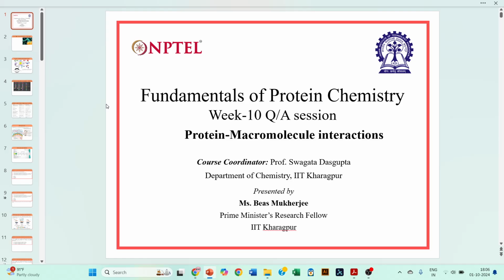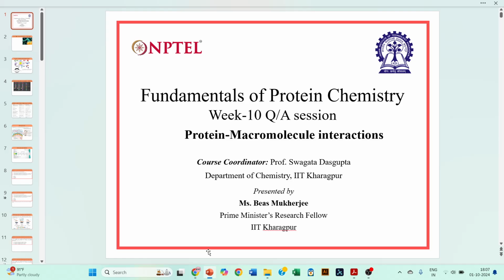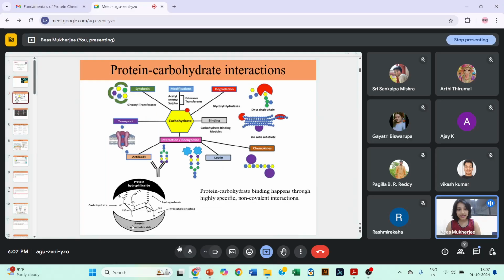So in today's class, we'll talk about protein macromolecular interactions. First, starting with protein carbohydrate interactions. Protein carbohydrate interactions are important in our everyday life. For example, this is very important when it comes to immunology. You have heard about lectins, I'm sure. Lectins are proteins that bind to carbohydrates. And lectins are important in the complement system of our body. So we will talk about lectins in detail in today's class.